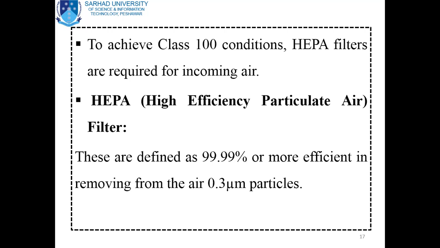Come toward the HEPA. You should write HEPA with all capital letters, rather than capital H and the rest small, which would be read as hepatic. HEPA stands for high efficiency particulate air filter. These are defined as being 99.99% or more efficient at removing 0.3 micron particles from the air. If a filter removes particles of size 0.3 micron with 99.99% or more efficiency, then that filter will definitely be a HEPA filter, that is a high efficiency particulate air filter.